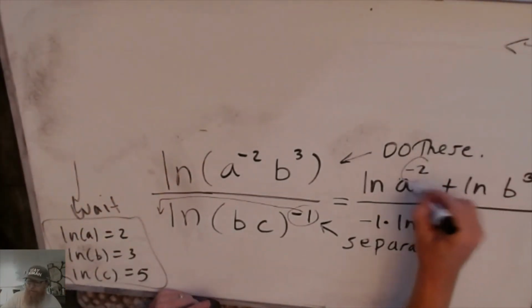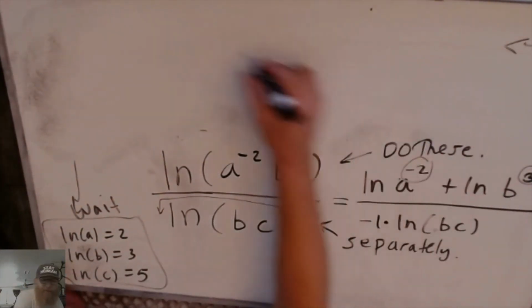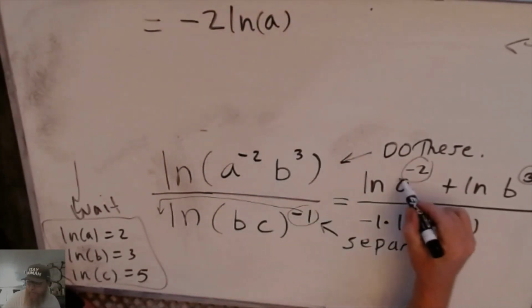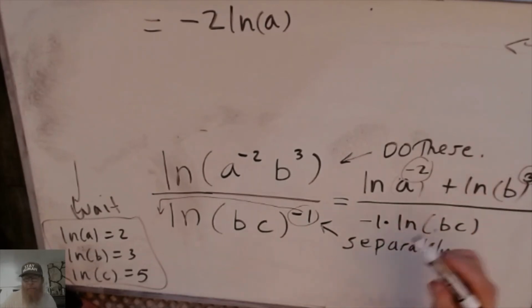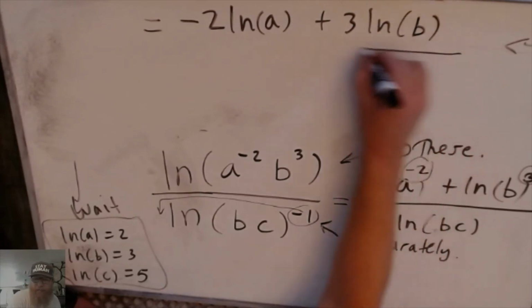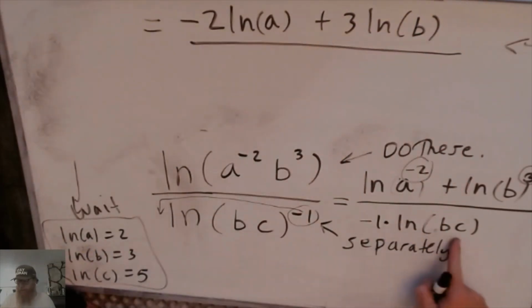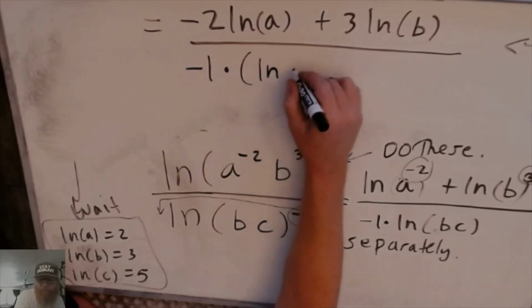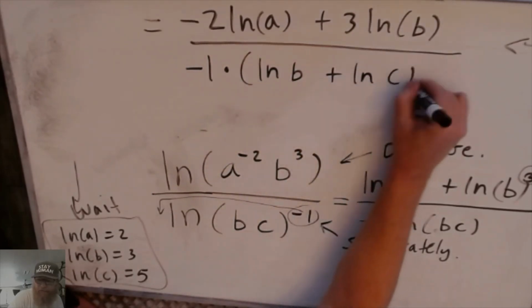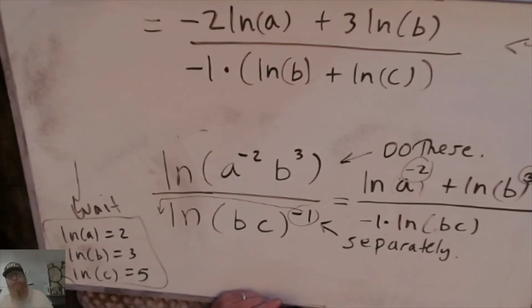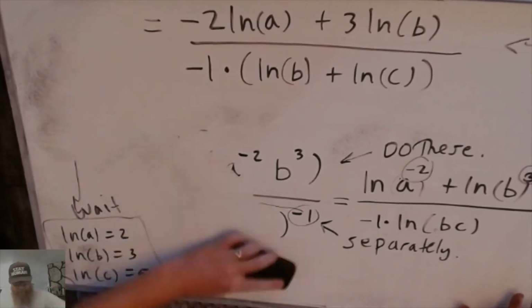Finishing off the numerator, we can pull down the exponents. So we get negative 2 ln of a. I'm going to go ahead and put parentheses around the a and the b. Plus 3 ln of b, all over. Now I'm going to do the denominator, negative 1 times ln of b plus ln of c. And I got a lot of parentheses in the denominator. Now we can plug everybody in.